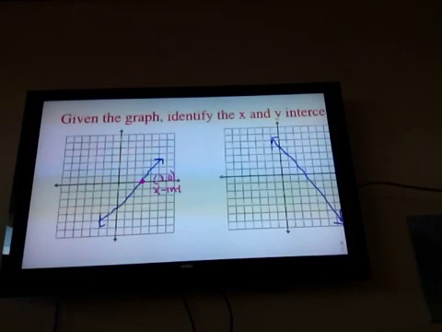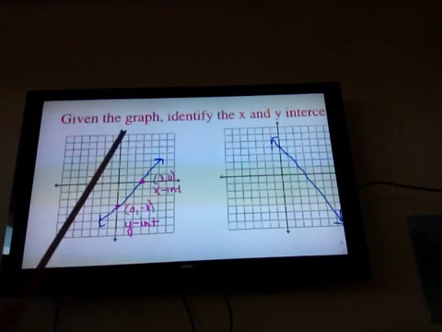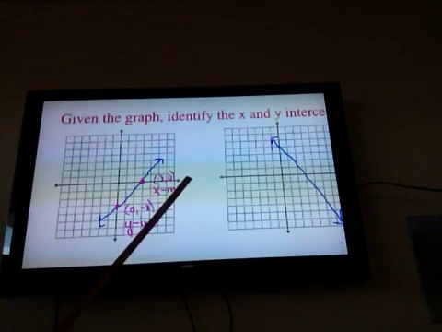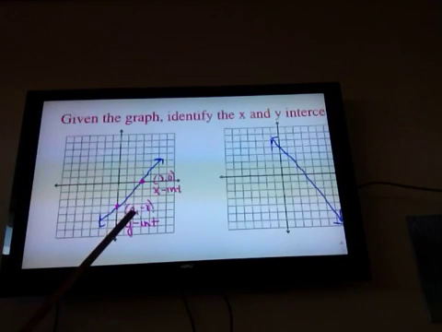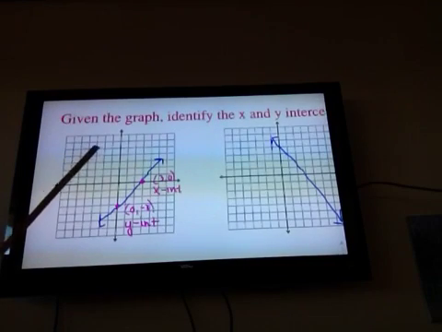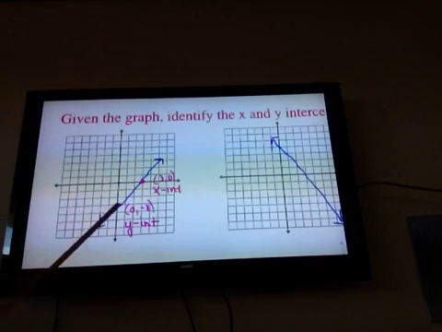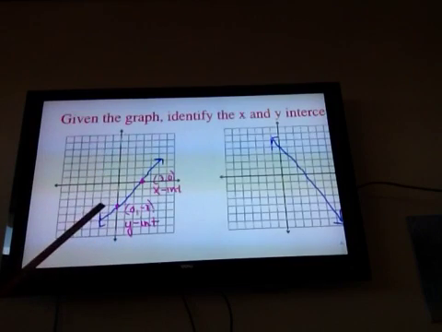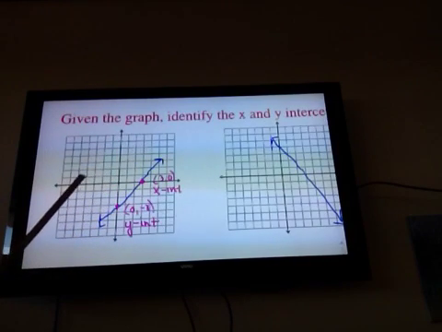The y-intercept is the other point. 0, -3. That's the y-intercept. It's where the graph is crossing the y-axis. This is the y-axis, this is the x-axis. And again, you'll notice that the x is 0. Any line, wherever it crosses the y-axis, that x is always going to be 0. On my x-intercepts, my y's are always going to be 0.